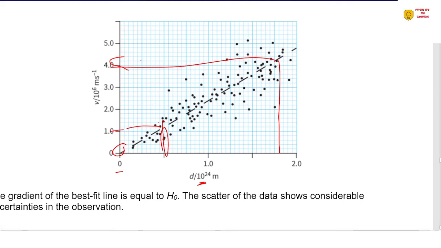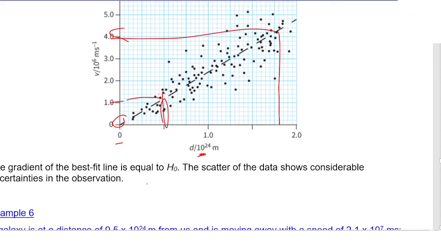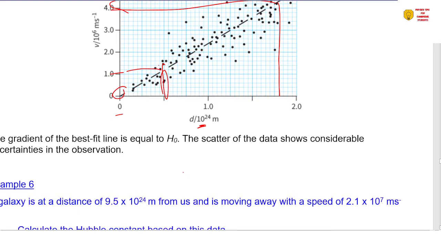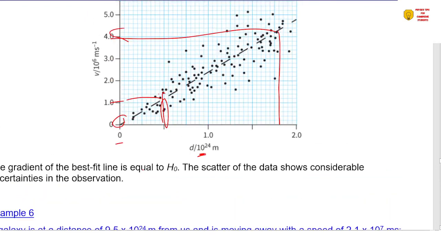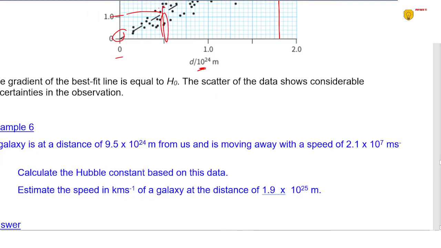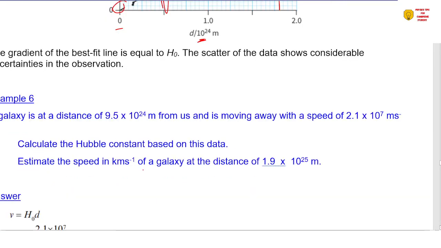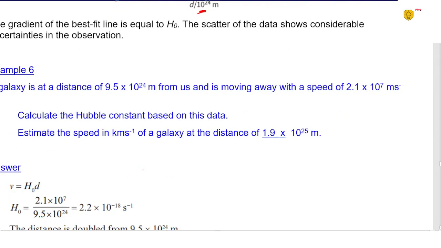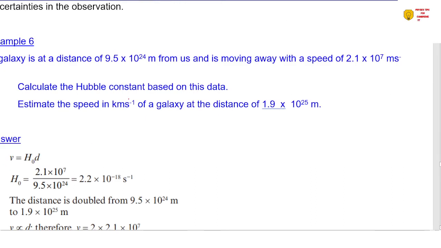Now the gradient of this graph here is called the Hubble's constant, which is H naught. The scatter of the data shows considerable uncertainties in the observation. I've alluded to that. Now I'm going to work out example number 6 here, just to reinforce Hubble's law. A galaxy is at a distance of 9.5 times 10 to the power of 24 meters from us, and is moving away with a speed of 2.1 times 10 to the power of 7 meters per second. Calculate the Hubble constant based on this data.